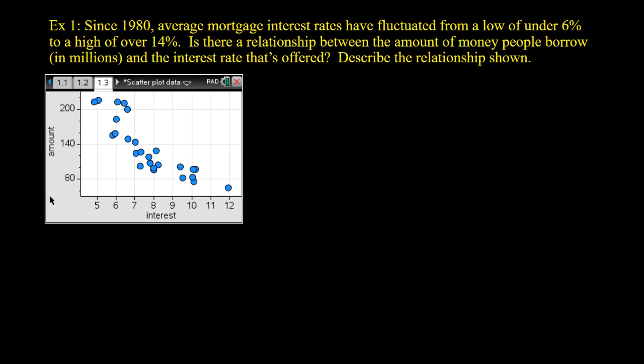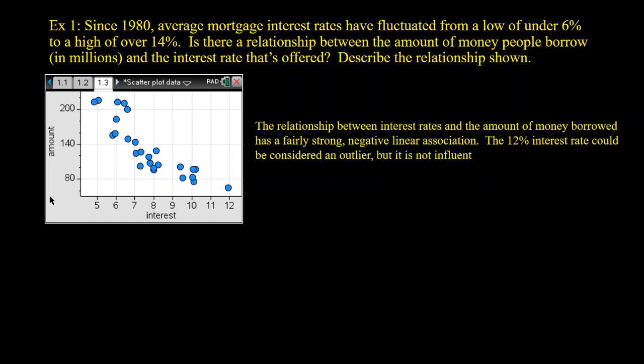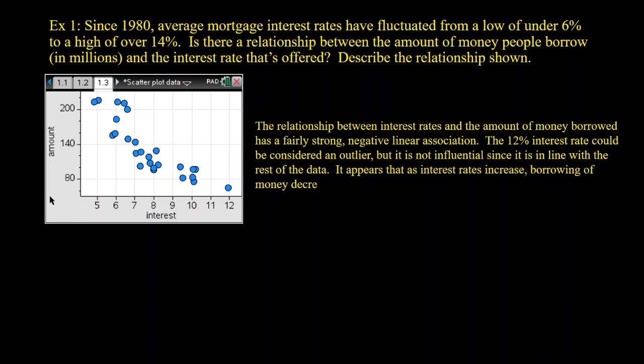So let's write this up. We always want to include context. The relationship between interest rates and the amount of money borrowed has a fairly strong negative linear association. The 12% interest rate could be considered an outlier, but it is not influential since it is in line with the rest of the data. It appears that as interest rates increase, borrowing of money decreases.